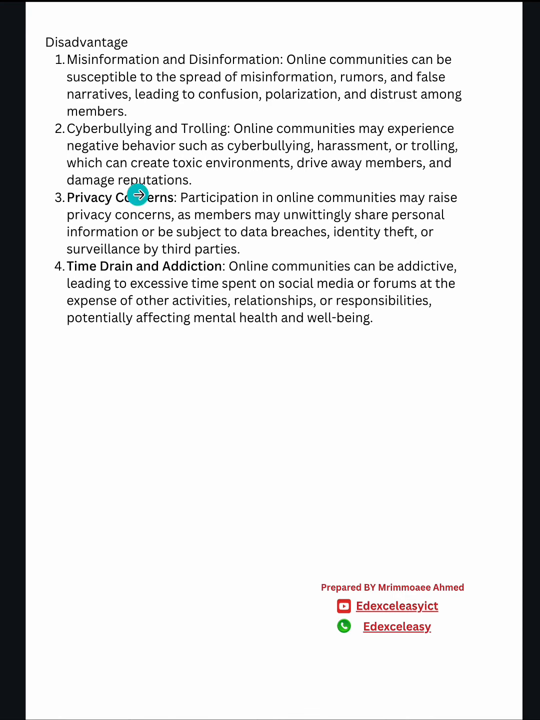Then there is a privacy concern. Participation in online communities may raise privacy concerns, as members may unwittingly share personal information or be subject to data breaches. That means privacy concern means if someone mistakenly shares some of their personal information, then what happens? It can make a huge impact on them. Some people try to hack their Facebook and access all the important pictures and everything a person has. This is one of the things.